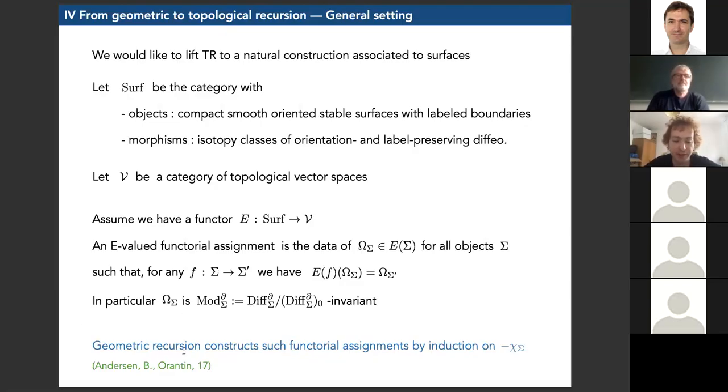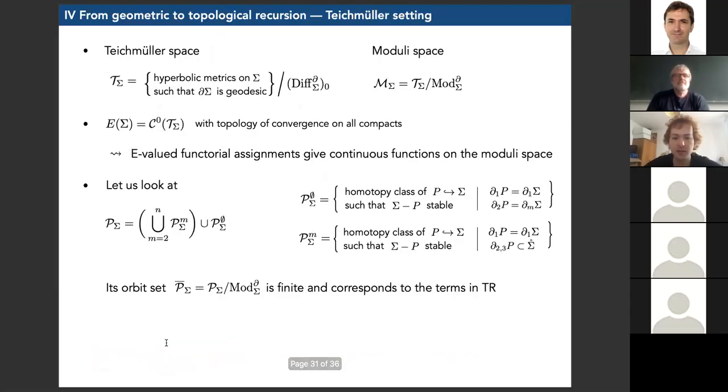There is a theory called geometric recursion, which we developed with Andersen and Borot and Orantin, which constructs such functorial assignments by induction on the Euler characteristic. And I'm going to show you how it works with one particular E, which is functions on the Teichmüller space.